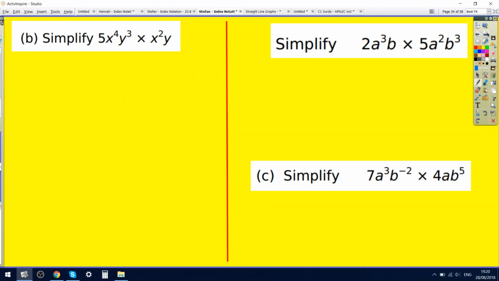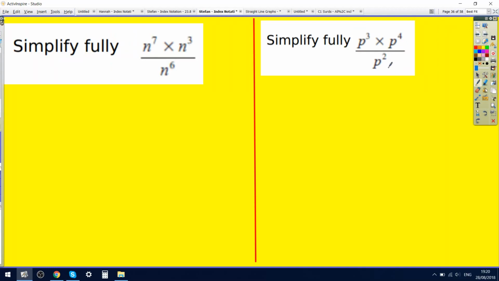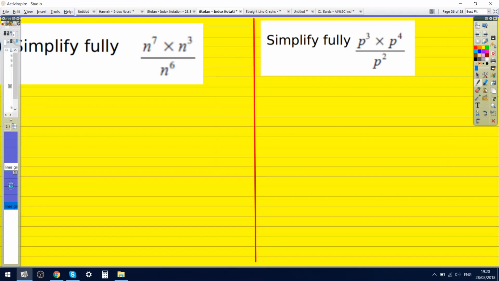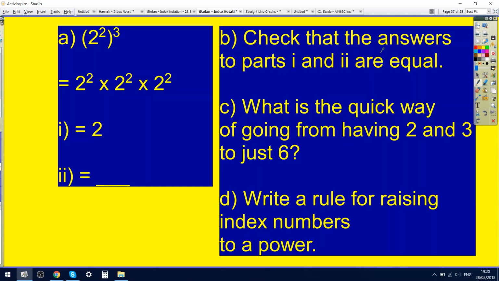You'll be fine there, I believe. What would be the one on the right here? Yeah, so that's a 2 marker. Okay, this one, 2 squared to the power of 3. What would that be as 2 to the power of something?